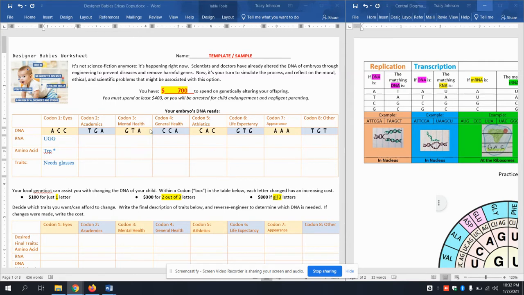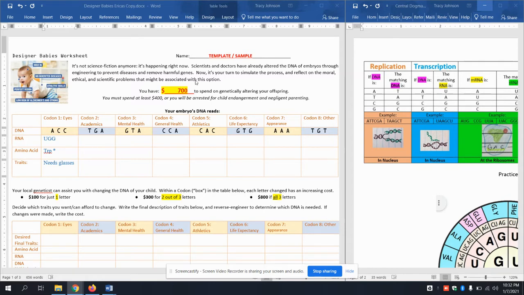So what you're going to be doing today is designing the perfect baby. Because we have the technology and scientists have already done it on some human babies, we are trying to remove terrible traits like diseases and also add in cool things that we want our babies to have. And if you've got the money, the technology is there.